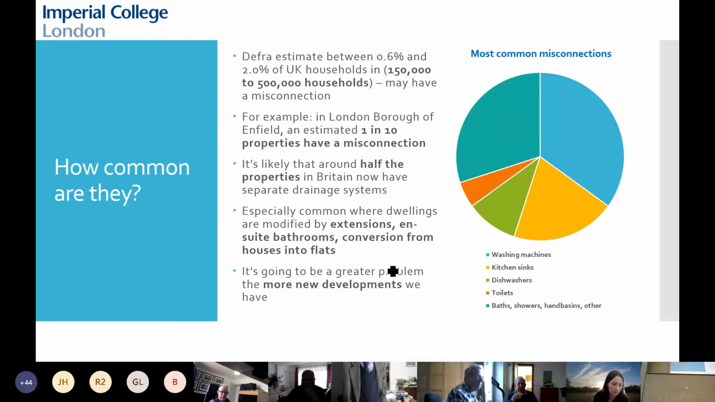It's especially common where there are extensions, where there's been modification, because the work doesn't get done by people who necessarily know about the systems. And it's going to be a greater problem the more new developments we have. So it's only going to get bigger if we don't do something about it.